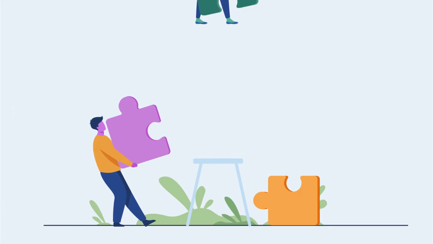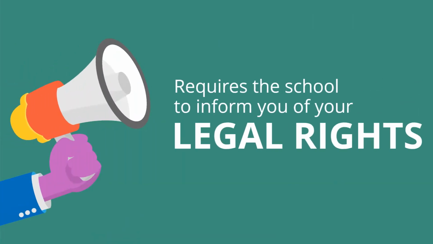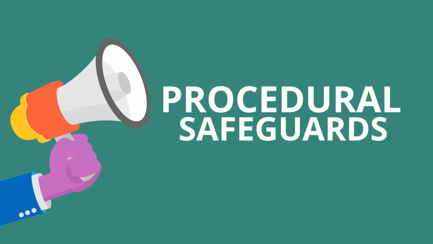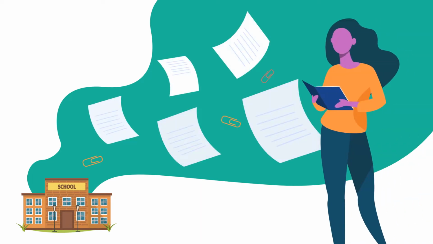IDEA also entitles parents to be a member of the team that makes decisions about their child's education. It also requires the school inform you of your legal rights in the special education process. These are called procedural safeguards. The school is required to inform you about your rights and provide you written copies of these rights in your native language.